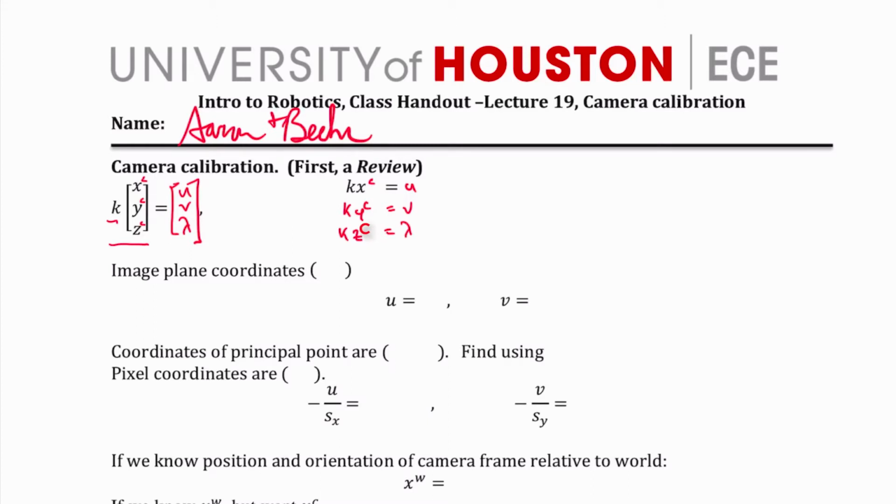Our pixel coordinates are the U and the V, and we can solve for what those U or V are because we can take this term right over here and solve for what K is. K is equal to lambda divided by ZC, which means that U is equal to lambda times XC over ZC. And then V, very similar, is lambda times YC divided by ZC.